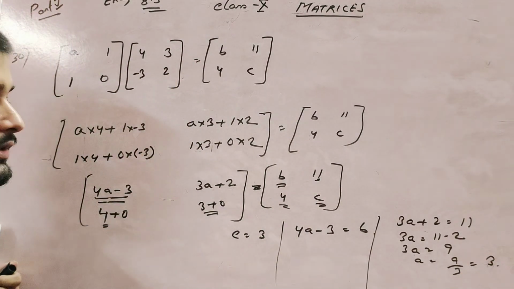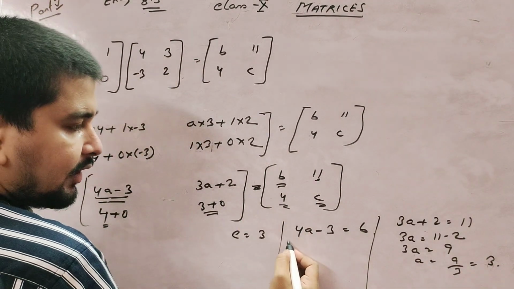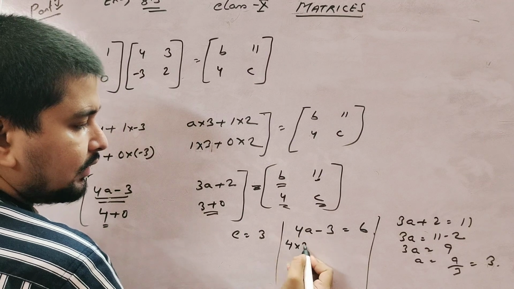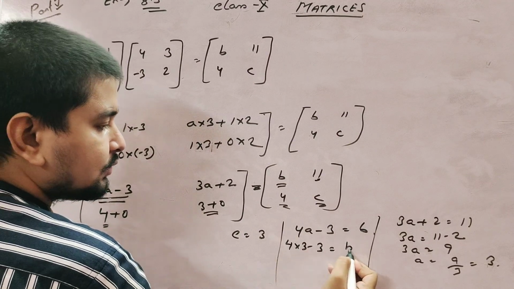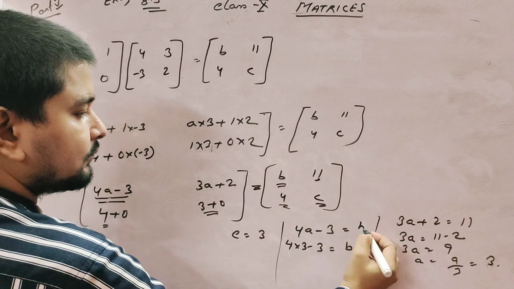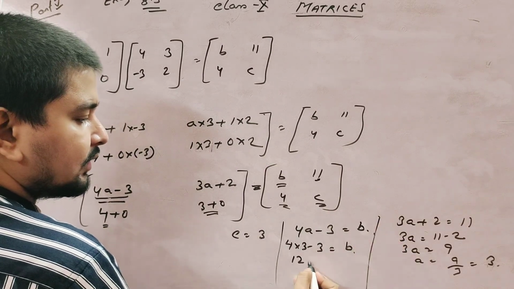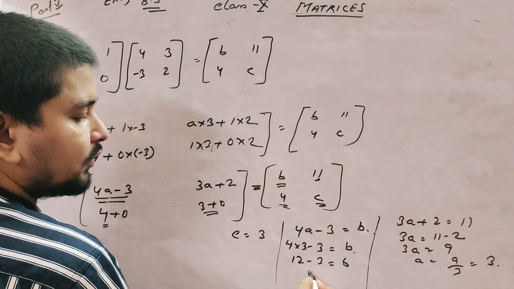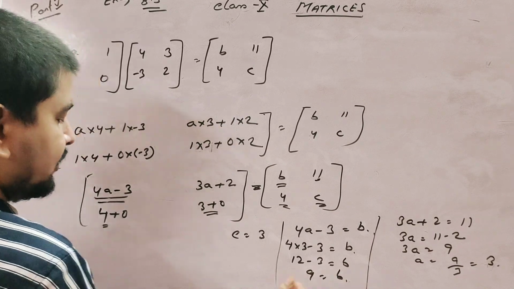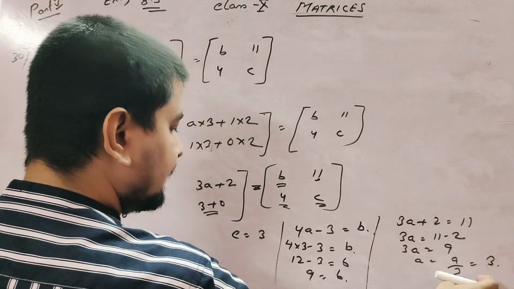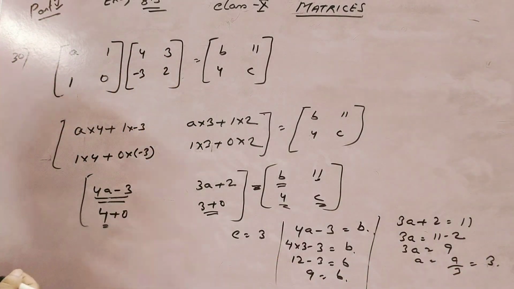The value of a is 3, so you put the value of a here, that is 4 into 3 minus 3 equals b. So 4 threes are 12, minus 3 equals b. 12 minus 3 is 9, equals b. So the value of a is 3, b is 9 and c is again 3. Okay, note.